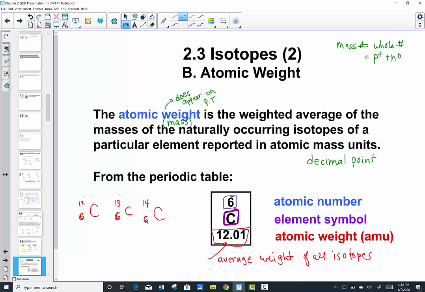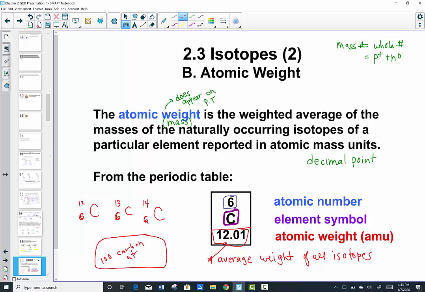finding that. But look at the average. The average of all of those 12s, 13, 14s, when you put all of those together, the average would be 12.01. So what I'm saying is, let's suppose in a box you put 100 carbon atoms.